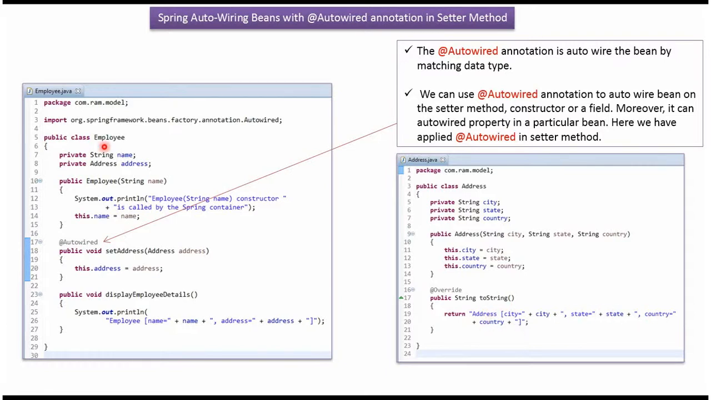Here I have defined the class Employee. It has two properties: name and address. And in the setter method of address, I have applied the @Autowired annotation. So Spring Container creates the Address object, passes it to this method, and injects the Address object into Employee. And it has an Employee constructor which accepts name, and a display employee details method.